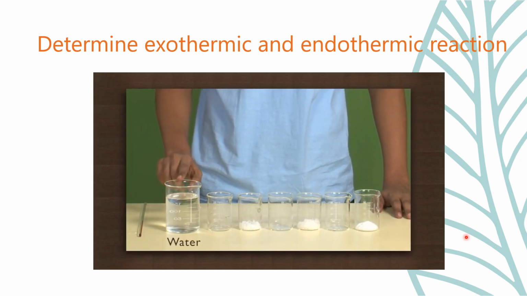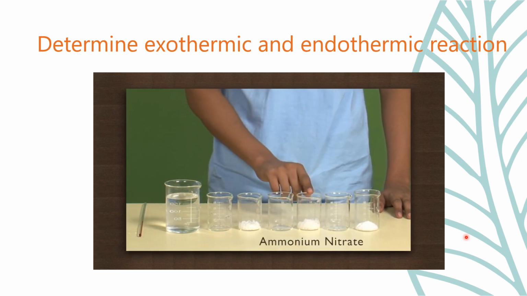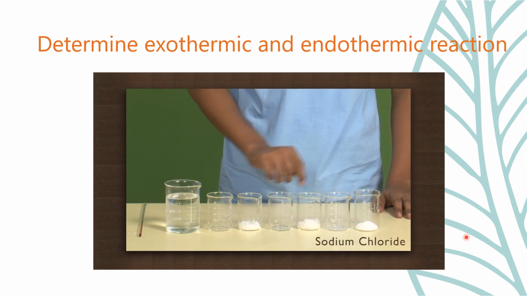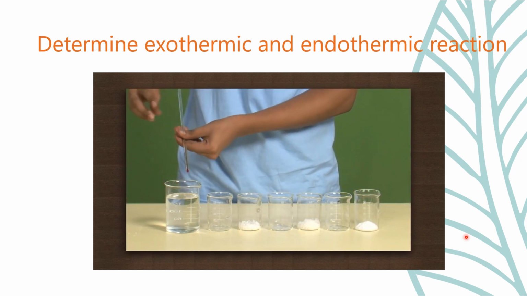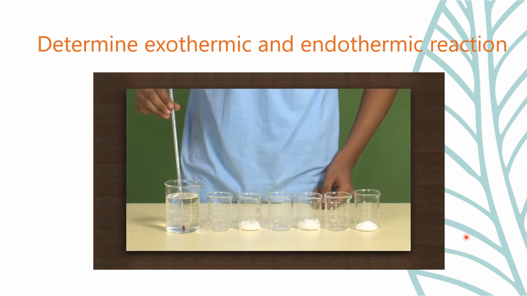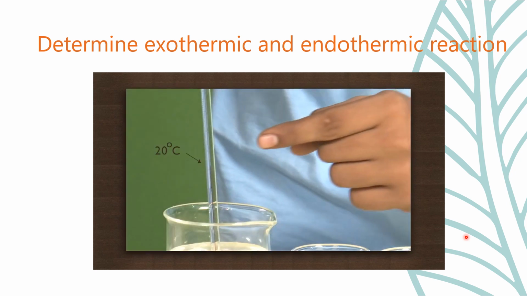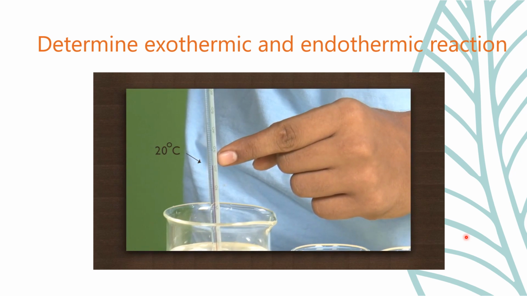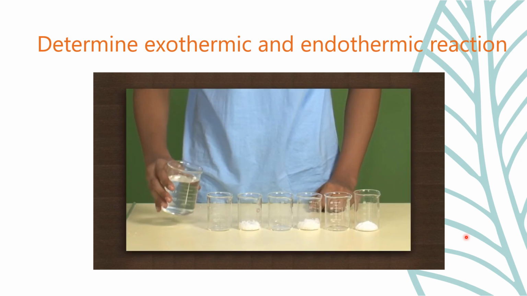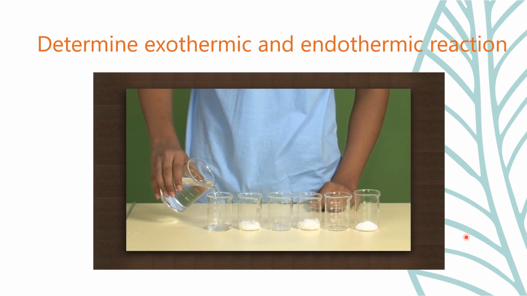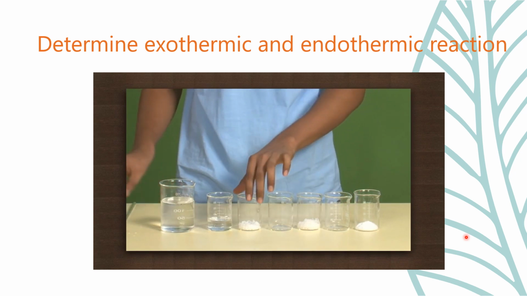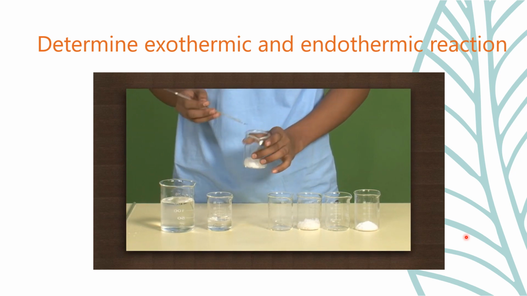We need some water, sodium hydroxide, ammonium nitrate, sodium chloride. So we have 3 chemicals. Note the temperature of the water. First, it is 20 degrees Celsius. So it is 20 degrees C. Add water to the first beaker. So the first beaker, we are mixing sodium hydroxide with water. And then add sodium hydroxide.